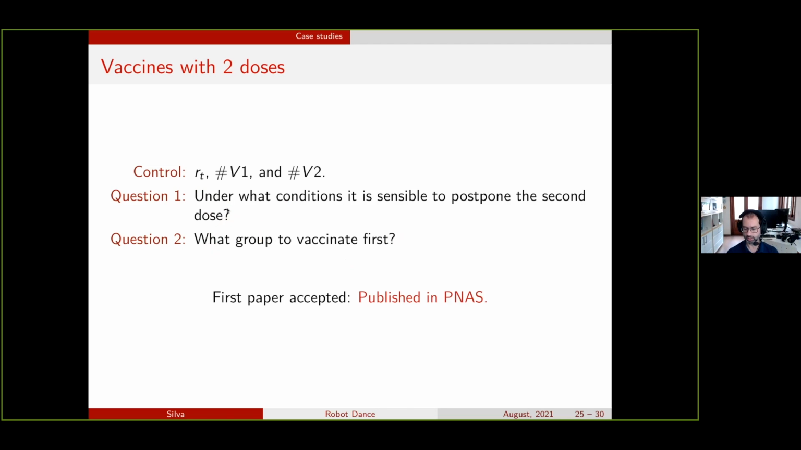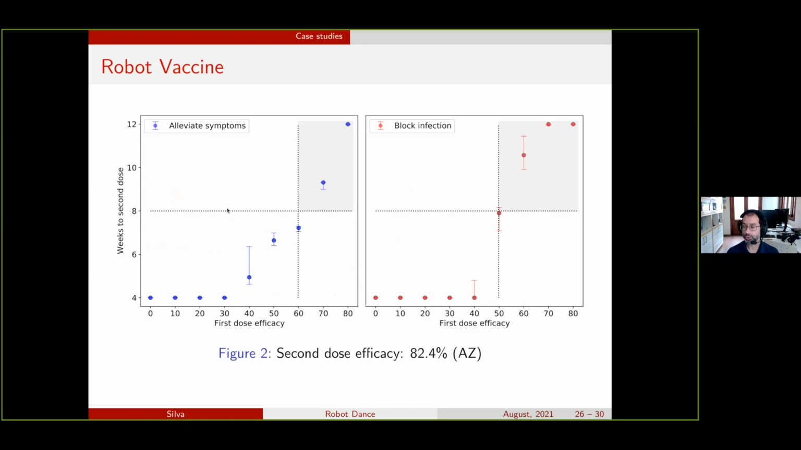The first question was more interesting, and here is the main picture. This is a picture where we plot, in the x-axis, the first dose efficacy. The second dose efficacy, the efficacy of the AstraZeneca vaccine, estimated from one of the papers that we had, was that it was 82.4% effective. And in that paper, they were talking about alleviating symptoms and not about blocking infection.